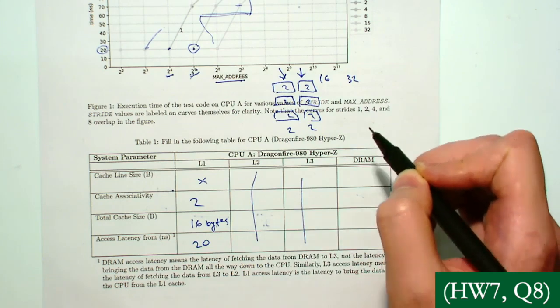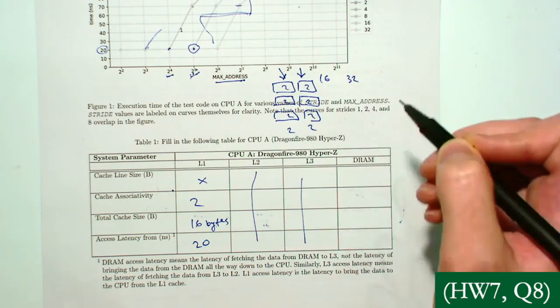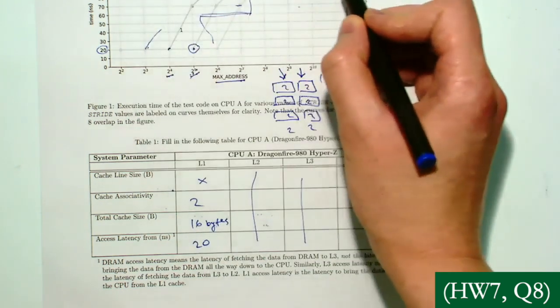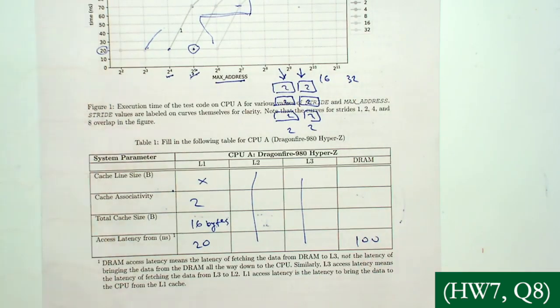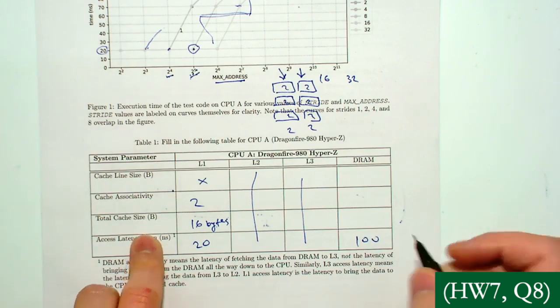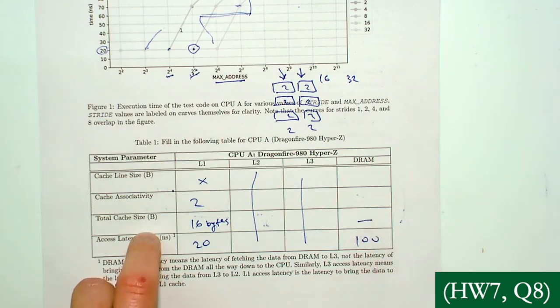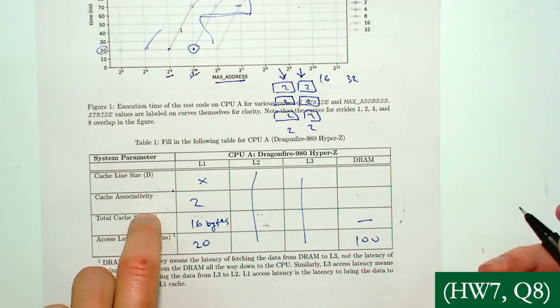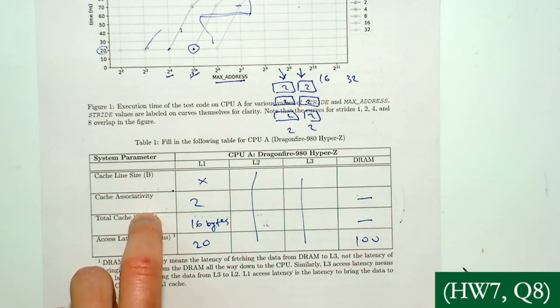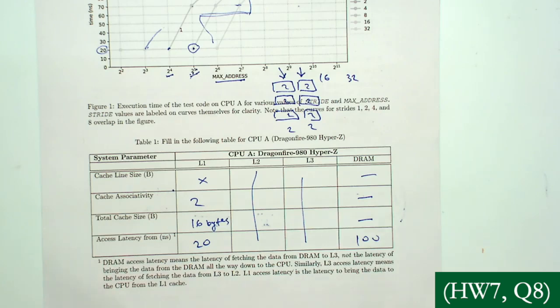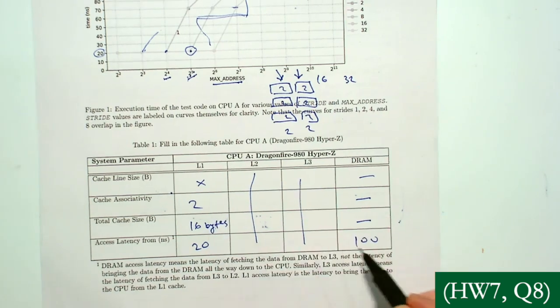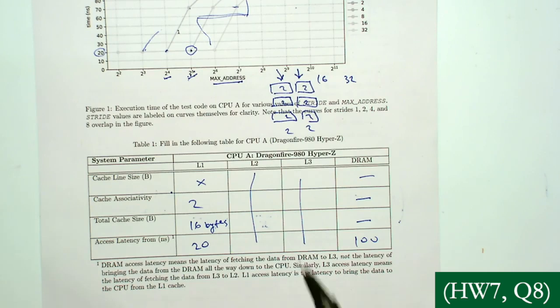And the DRAM latency is 100 nanoseconds, right? Because the max point we get is this. So it's like 120 minus 20. And total size, we don't know the total size of DRAM, so this is not applicable for DRAM, right? There's no cache associativity, and same for the cache line size, we don't know that, okay? So those four things are the only stuff that we can say based on this plot.